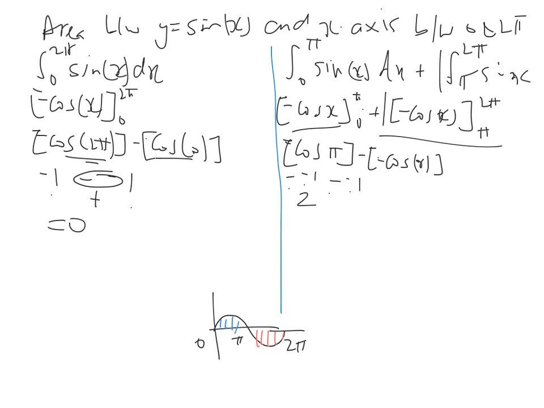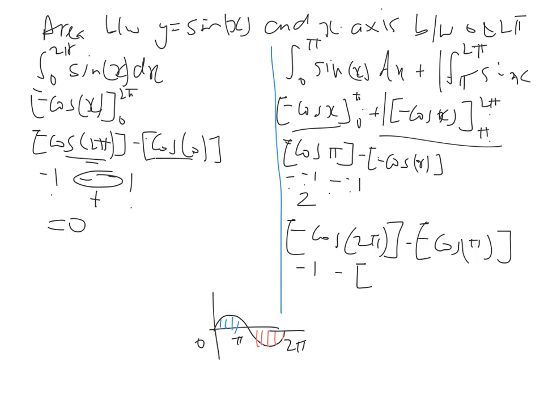So we've got negative cos, we're going to substitute 2 pi and pi. Negative cos of 2 pi minus negative cos of pi. So negative cos of 2 pi gives us negative 1 minus negative cos of pi, which gives us negative 1. So it becomes positive. So we've got negative 1 minus 1, which is negative 2.